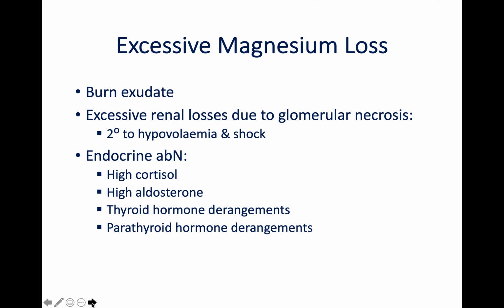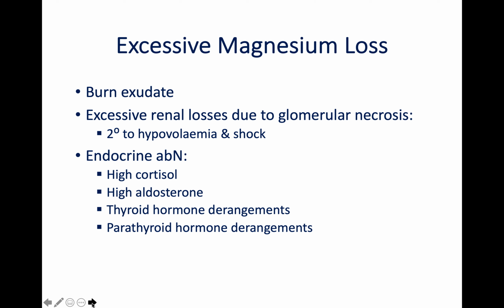Reasons for hypomagnesemia in burns patients, firstly, is excessive magnesium losses, and this can be through the burn exudate. So if you've got a very exudative wound, you might find that the patients become more profoundly hypomagnesemic, and those patients need to have their magnesium aggressively replaced, because they are going to continue to lose the magnesium until the wound is closed. Patients may have excessive renal losses due to glomerular necrosis, and this glomerular necrosis results from hypovolemia and shock in the initial phase if the patients aren't resuscitated adequately right from the beginning.